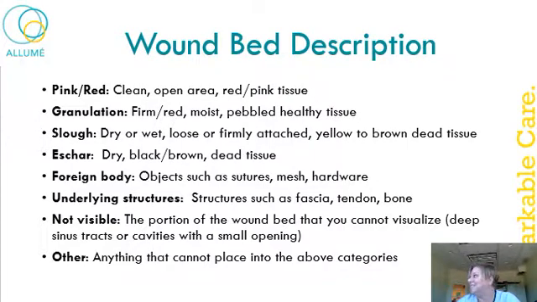Foreign body: objects such as sutures, mesh, and hardware. Underlying structures such as fascia, tendon, and bone. Not visible: the portion of the wound that you can't visualize, deep sinus tracts or cavities with a small opening. Other: anything that cannot be placed into the above categories.